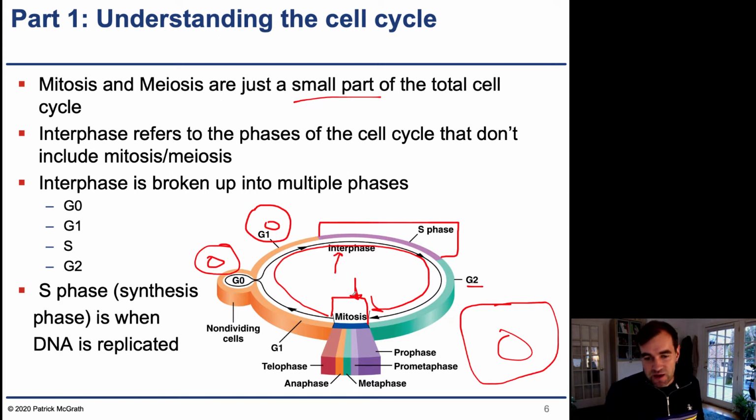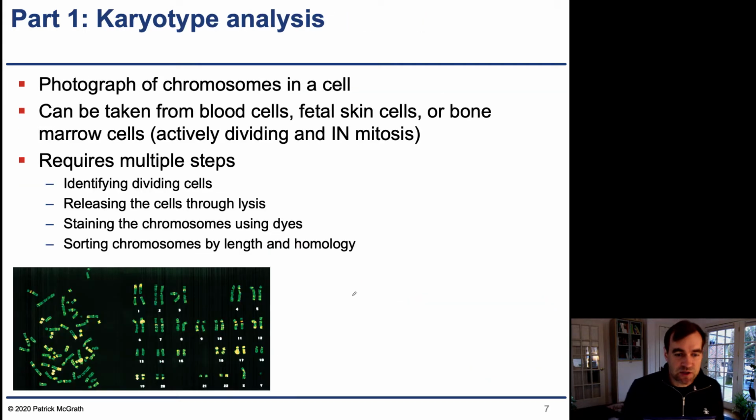And the reason for that is simple. It's that chromosomes only form during mitosis or meiosis. And so if you were actually an experimenter that was trying to perform a karyotype, one of the things you would need to do is identify cells that are undergoing a large amount of cell division. And so this is why they can be taken from blood cells, fetal skin cells, or bone marrow cells, because these are cells that are very actively dividing and in mitosis.